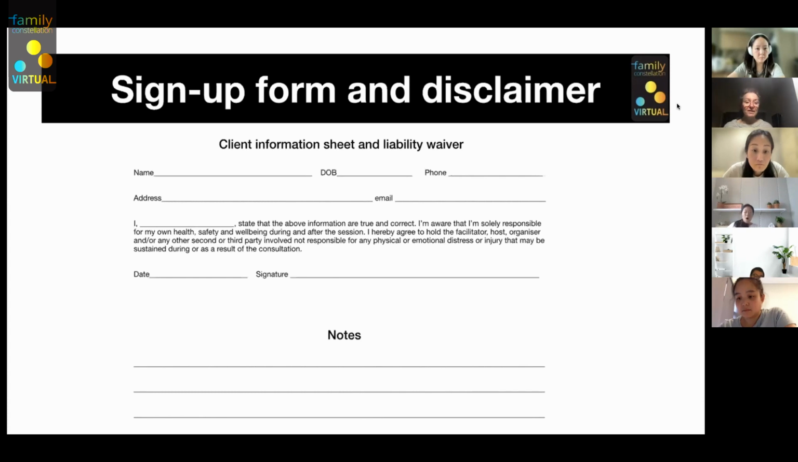But I know in America it's different. It's really different. There's a lot that's much bigger. This disclaimer or indemnity form. But all I really want from the customer is the name, the date of birth, the phone, the email, the address, and then that they sign: I state that the above information is true and correct.